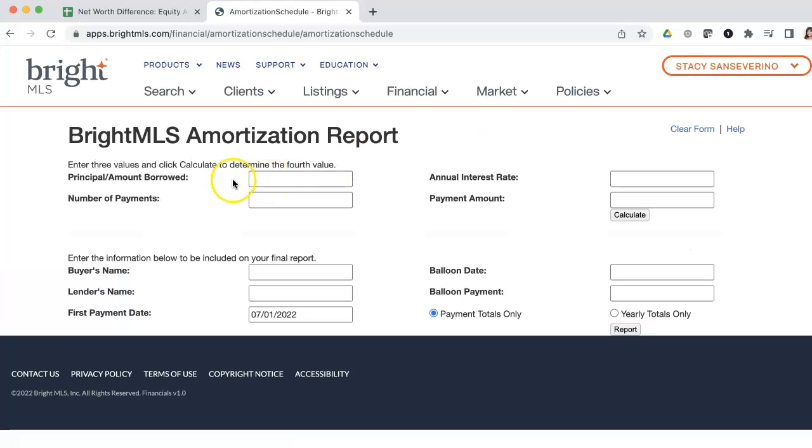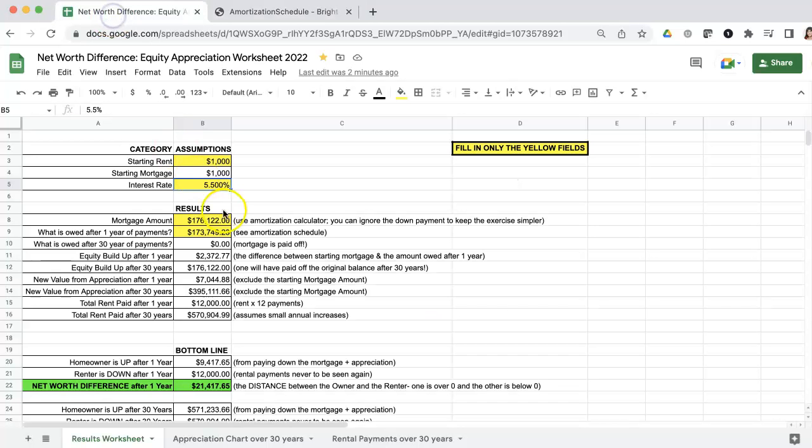The principal amount borrowed is what we're looking to solve for. So we're going to type in 360 payments, that is 30 years, and we're going to type in 5.5% interest, and the payment amount is the given, so $1,000, and we'll hit calculate. You can see that gives us a principal amount borrowed of $176,121 and change. So I just rounded it up.